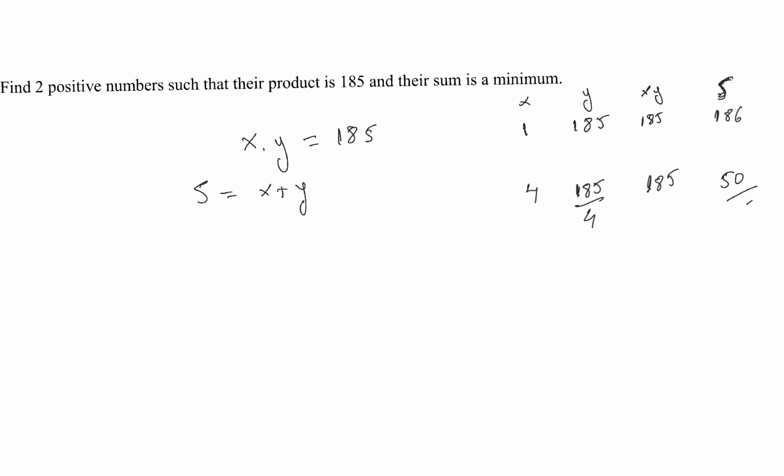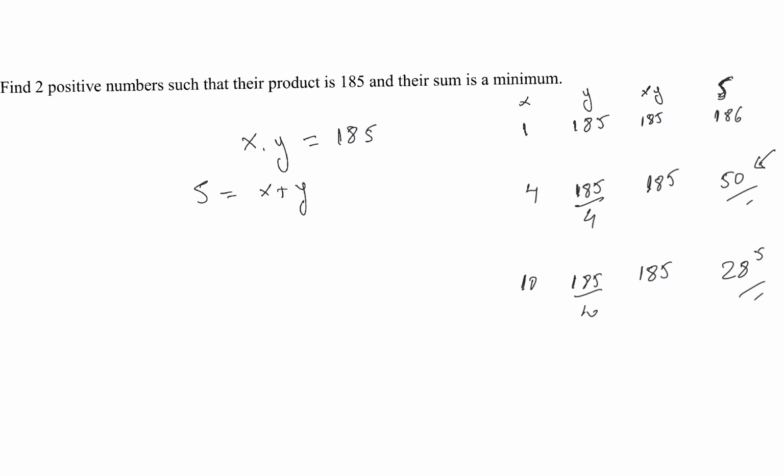So for which number, x and y, you will obtain the minimum sum. For example, if you have the 10 and 185 divided by 10, the product will be 185, and the sum will be 10 plus 18.5, or 28.5. So now the sum is smaller. So the question is for which x and which y you obtain a minimum sum.